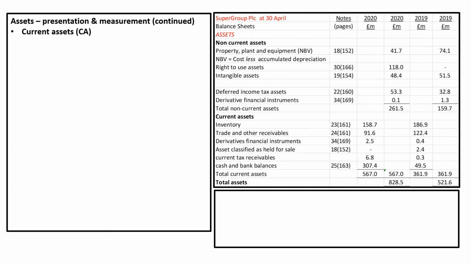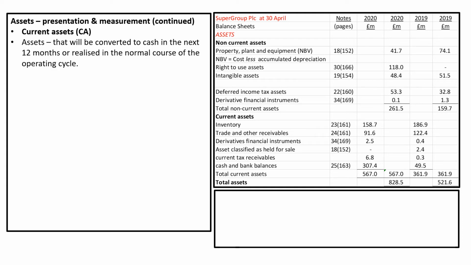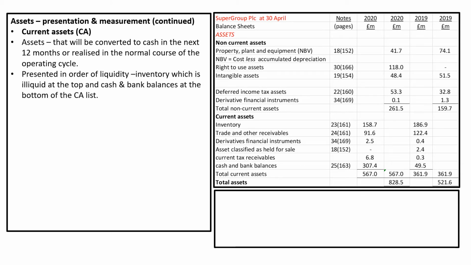Now we look at current assets. They are assets that will be converted to cash in the next 12 months or realized in the normal course of the operating cycle, which can be longer than 12 months. They're presented in the order of liquidity. Inventory, which is illiquid, is at the top, and cash at bank balances, which is more liquid, is at the bottom of the current asset list.